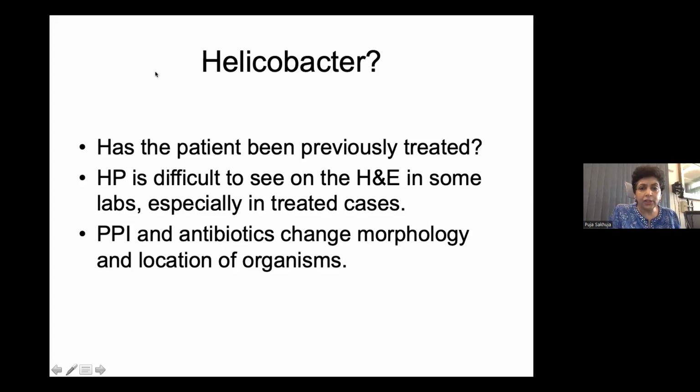Then PPI therapy, it changes the morphology and location of the organism from luminal to intracellular, from spiral form, as I'll tell you later, to coccobacillary form. So you must inform the treatment that has been given to the patient.